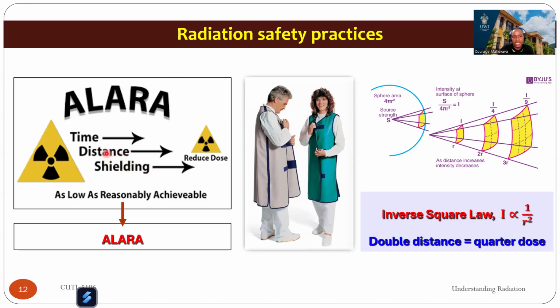If you double the distance from the source, you decrease the amount of radiation by a factor of 4. This is due to the inverse square law. So if you double the distance, you decrease the radiation dose by a factor of 4.